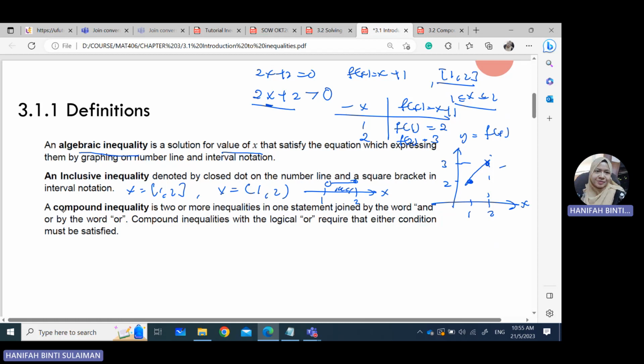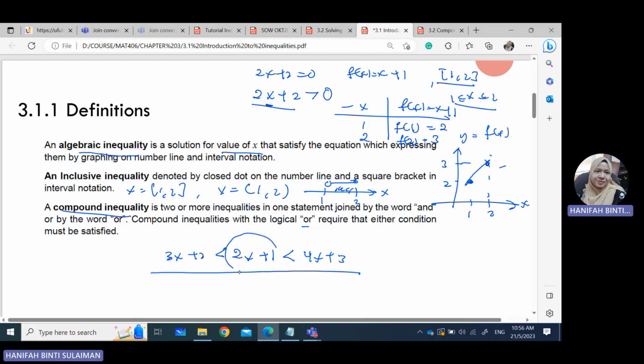Okay. And then compound inequality, kita ada compound inequality. So compound inequality is 2 or more inequalities in one segment joined by the word and or by the word or. So compound inequalities with the logical or require that the condition must be satisfied. So yang ni contoh untuk compound inequality, katakan kita ada 2x plus 1. So this 2x plus 1 is greater than 3x plus 2 and 2x plus 1 is also less than 4x plus 3, for example. So, ini kita panggil sebagai compound inequality.